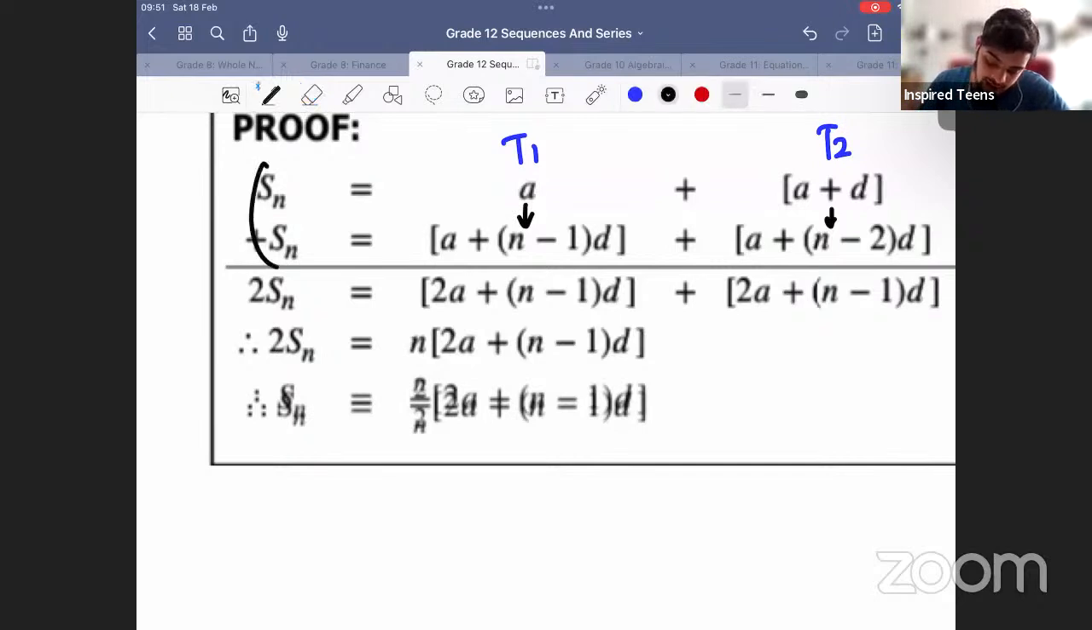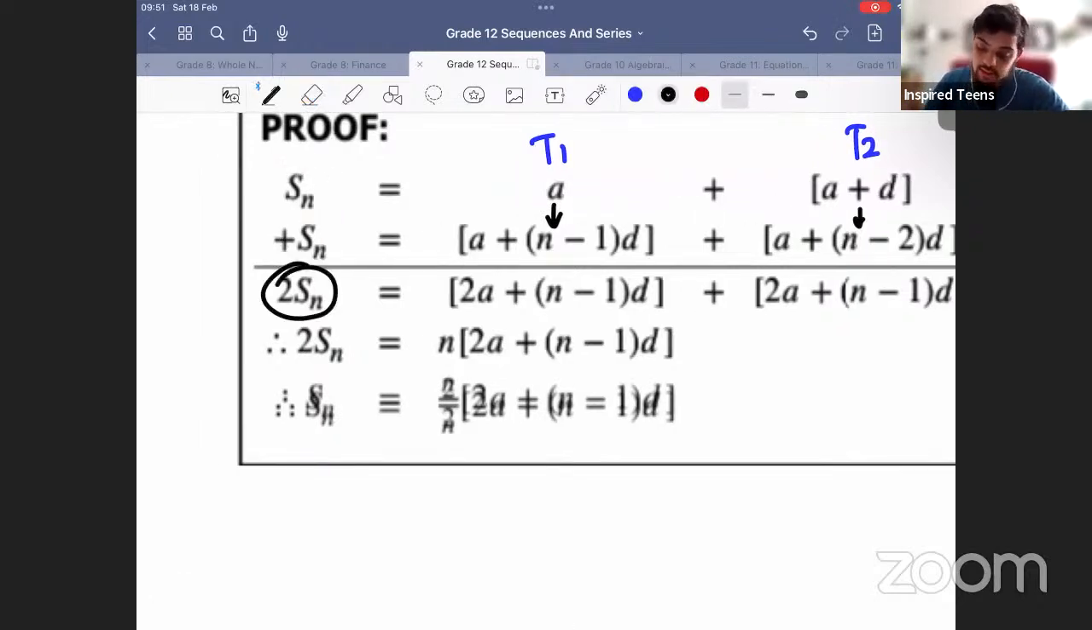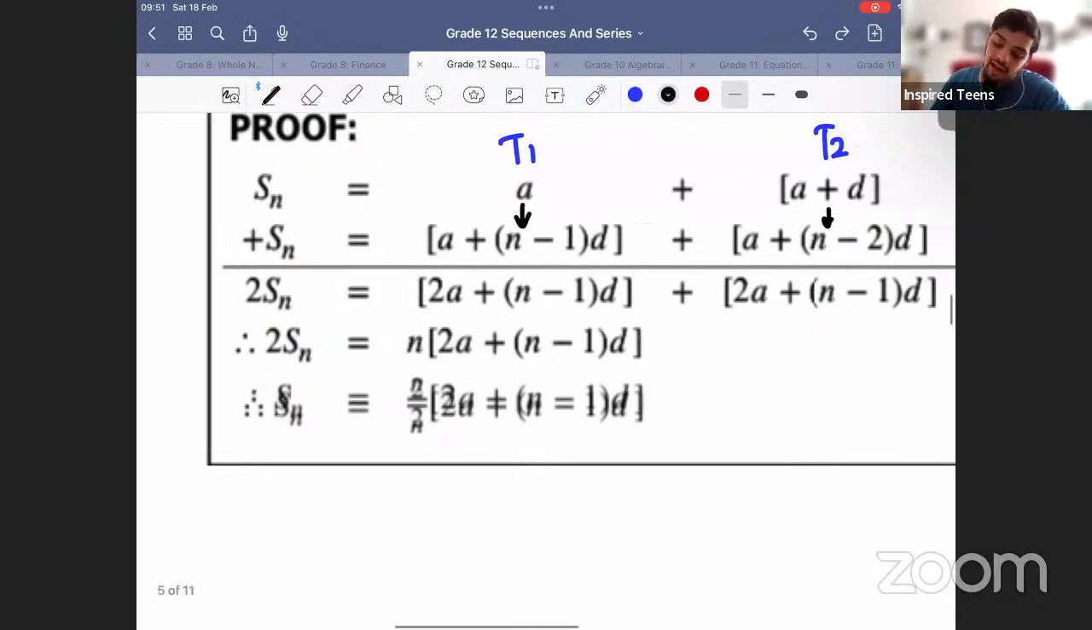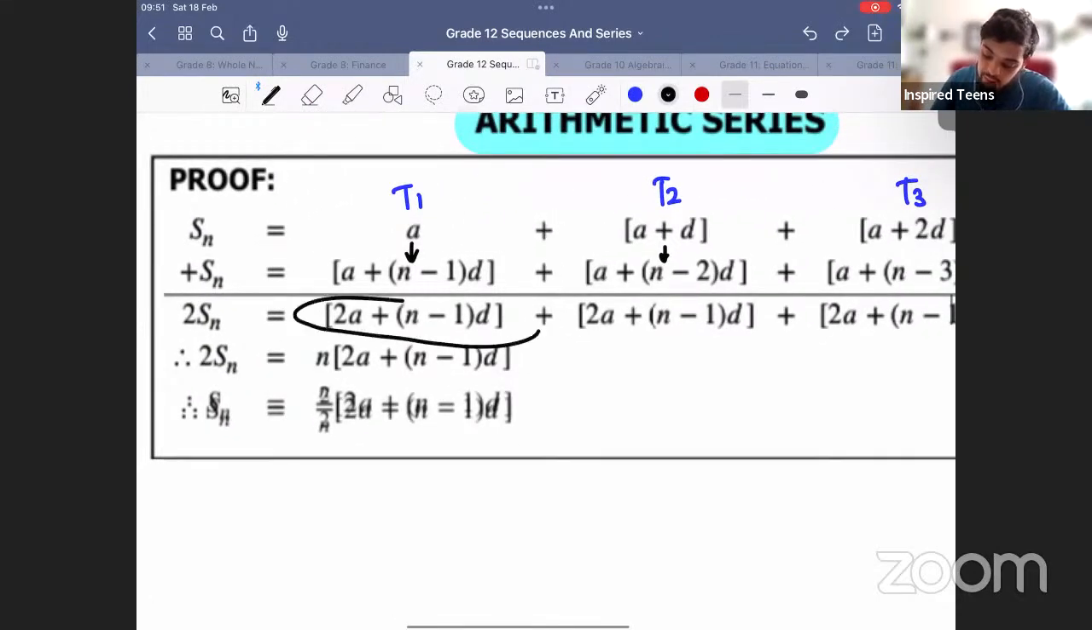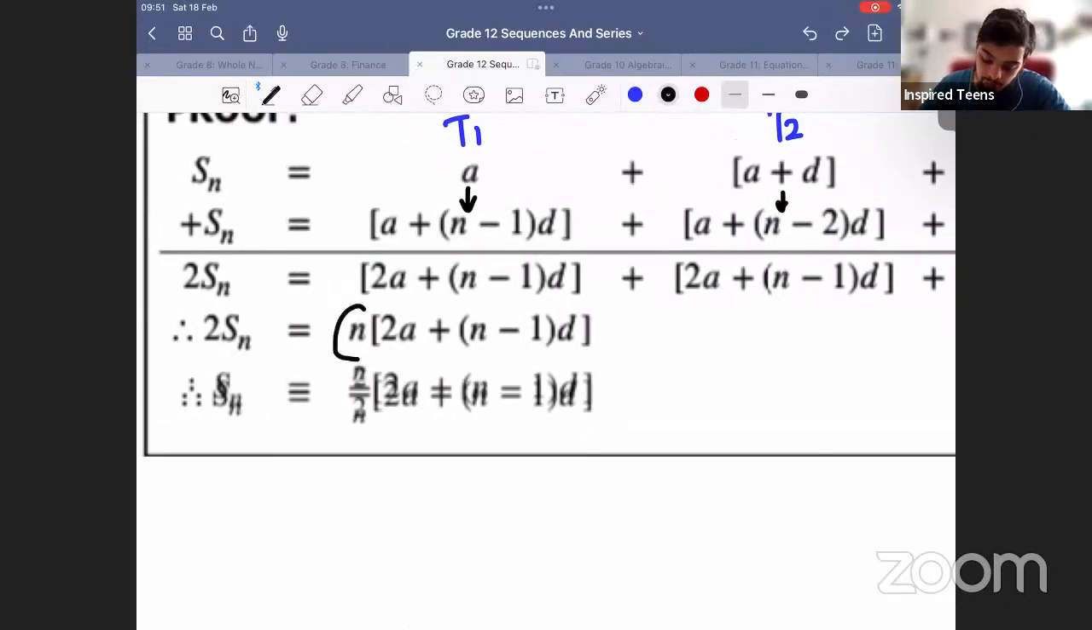Remember, when we add Sn and Sn, we get 2Sn. So that's how we get that on the left-hand side. On the right-hand side, we are adding all of these 2a plus (n minus 1) times d. How many times? However many terms there are, so n amount of times. And therefore, we need to leave Sn alone, take the 2 over, and divide everything by 2 there. And that's how we form this proof.